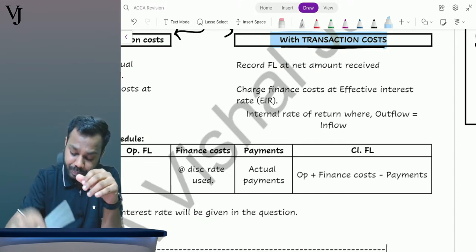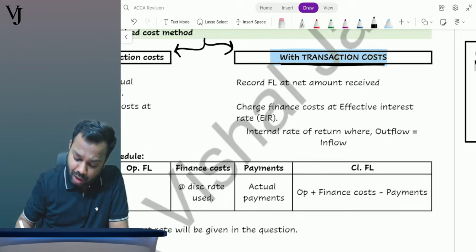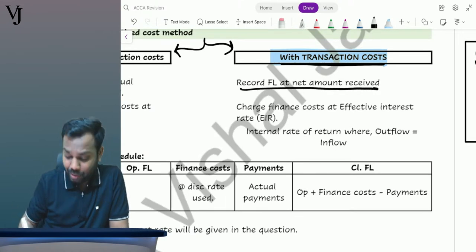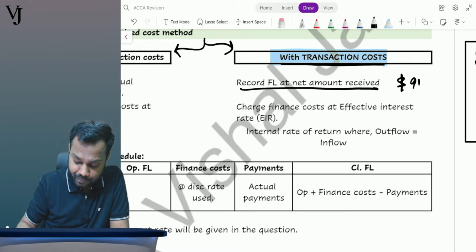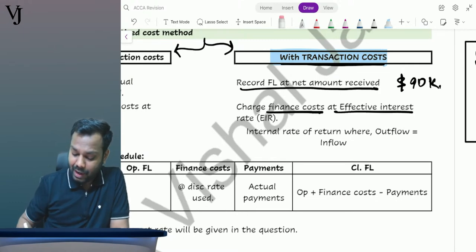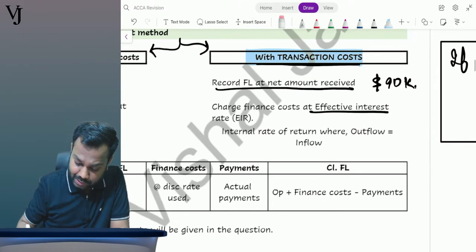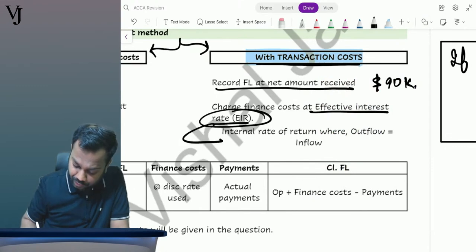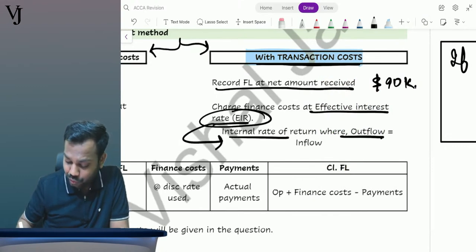Okay. So what will we record? We will record the financial liability at the net amount received, that is $90,000. Charge finance cost at the effective interest rate. The effective interest rate is calculated like an internal rate of return, where the outflow is equal to the inflow.